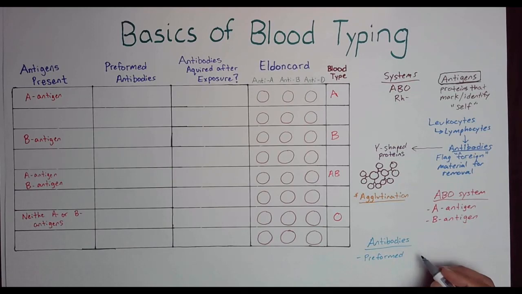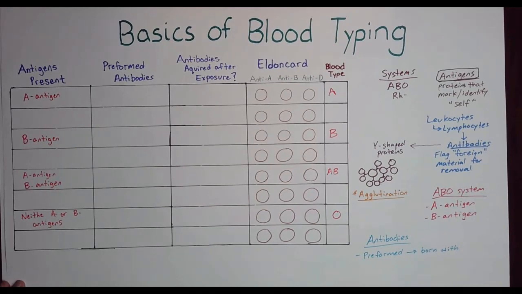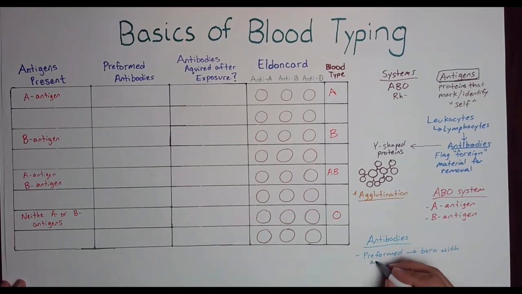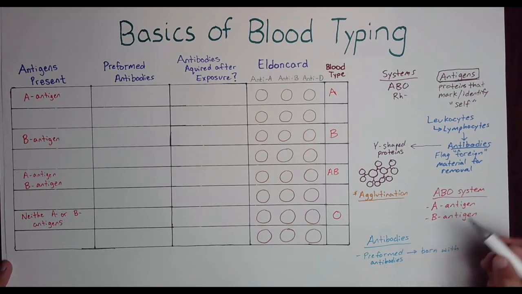A preformed antibody, this is one that you are born with. This is one that is innate. It's a part of you. This is one that was passed down by mom. These preformed antibodies are passed down by mom, and you're going to be getting more of the preformed antibodies in the milk you're drinking, but you're born with these preformed antibodies. These preformed antibodies, remember, are antibodies the body is producing.